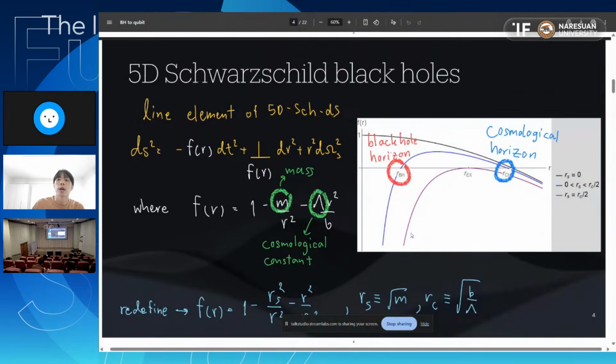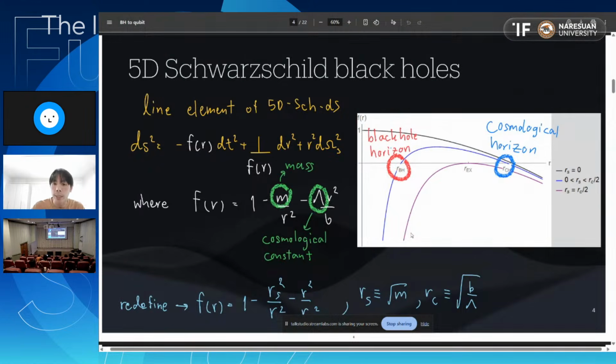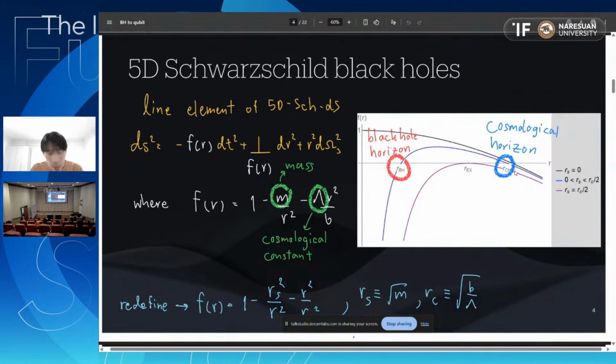Okay, so now this is the horizon structure of the 5-dimensional Schwarzschild-de Sitter black hole. But if you are not familiar with the 5D, you can also try and recall the 4D version of this black hole, which has 2 horizons, the black hole horizon and the cosmological horizon, right here and there.